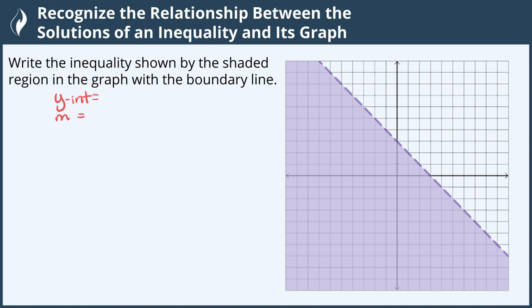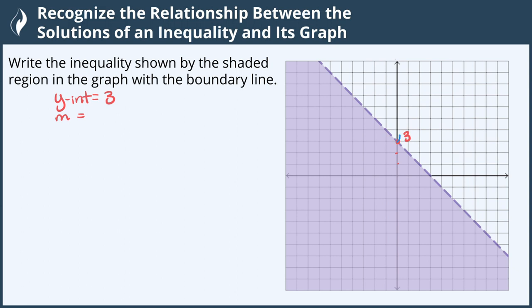The y-intercept is crossing right here at positive 3. So the y-intercept of this equation is positive 3. And the slope we can find by going from one point to another point on the graph. And to find that, it's where it's crossing through the corners of the grid.